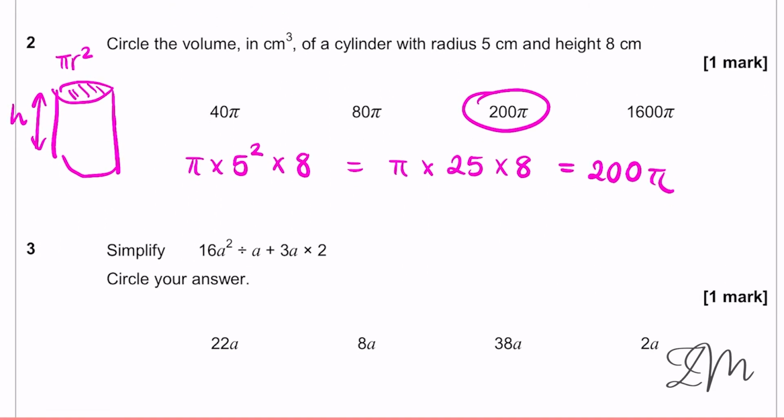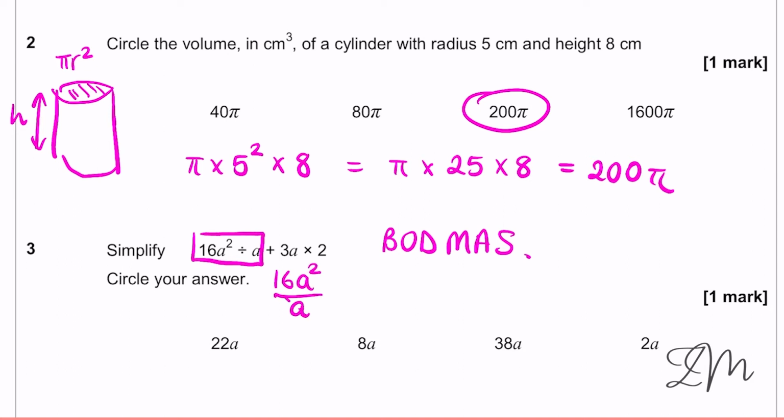Right, here it's going to be how we use BODMAS or BIDMAS. No brackets, so I'm going to do division first. We've got 16a squared over a, so that cancels and gives us 16a. Then we're going to do the multiplication bit. So we've got 3a times 2, 3 times 2 is 6, so we've got 6a. 16 plus 6 is going to give us our 22a.